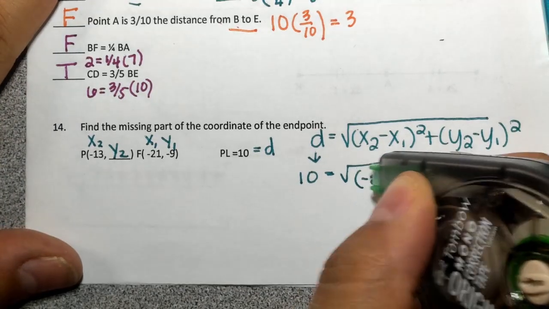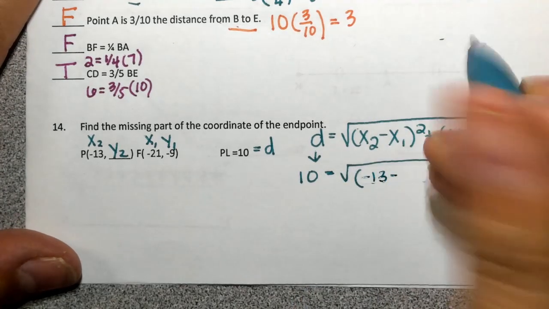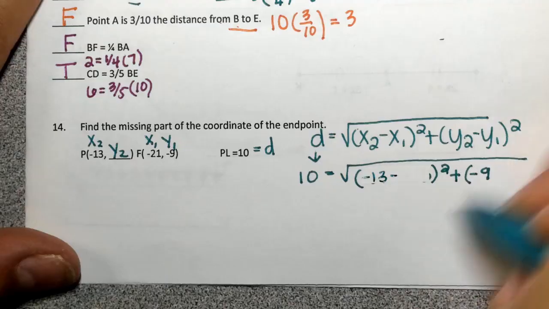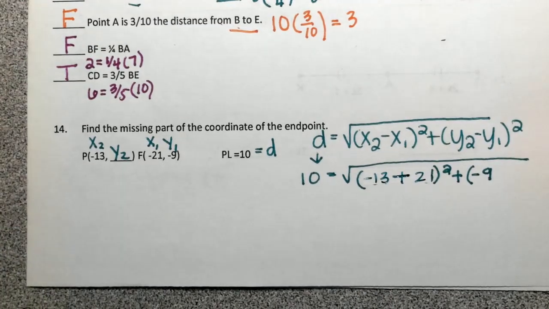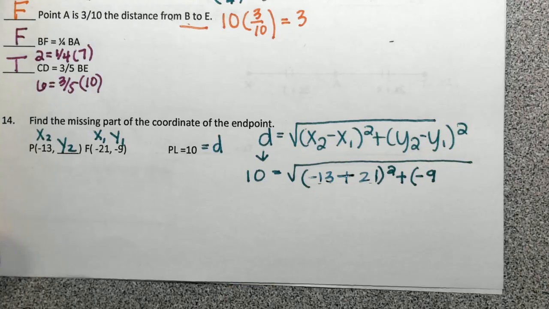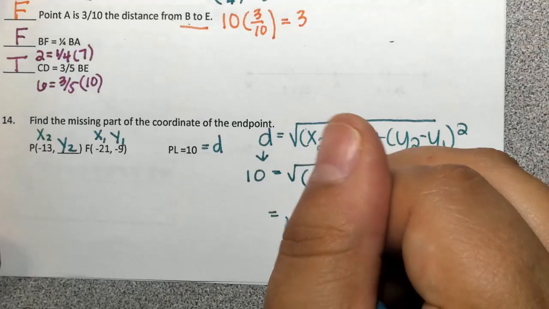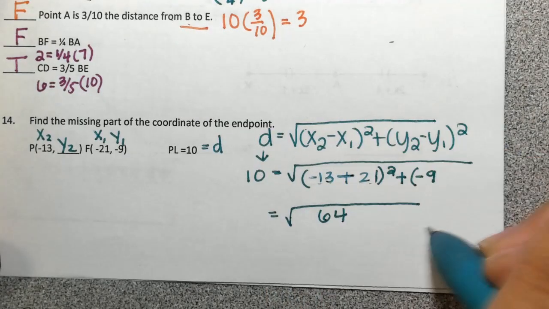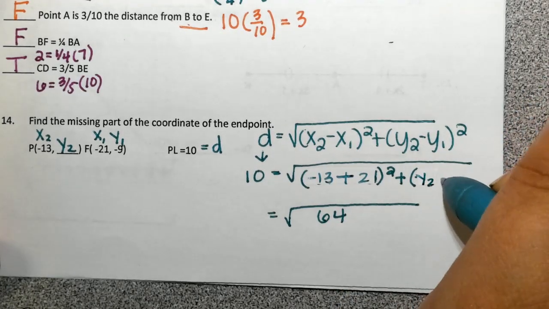I did that backwards. I didn't do x2. x2 is negative 13 minus, what is x1? Negative 21. So what is negative 13 plus 21? 8. And what is 8 squared? So that is where I got 64. Does everybody understand? Oh, I forgot to finish this, sorry. Does everybody understand where I got 64 from?